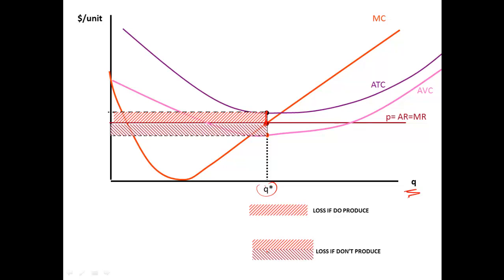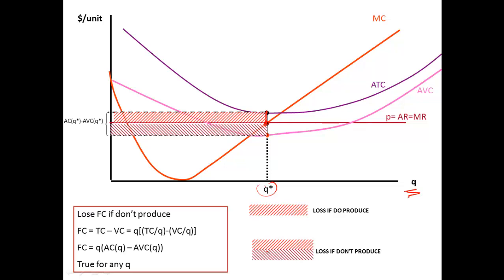Now, how do we know that? Here's what we know. If the firm does not produce, the firm will lose FC. We also know that FC, or fixed costs, equals total costs minus variable costs. We could divide everything by Q and multiply it by Q, and we'd be multiplying Q times TC over Q, which is AC, minus VC over Q, which is AVC. Or to write that another way, FC just equals Q times AC of Q minus AVC of Q.